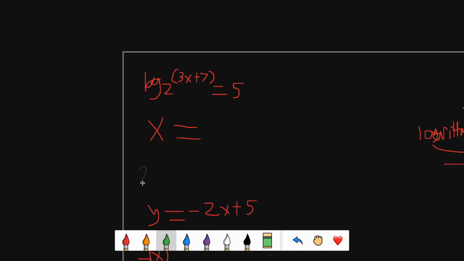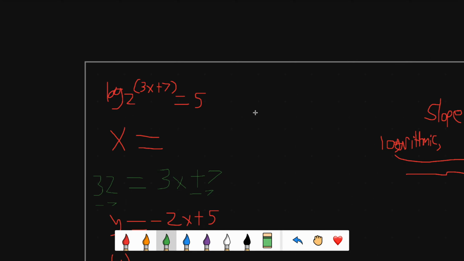Same for that. That means that in this equation, 2 to the power of 5 has to equal 3x plus 7. I'll erase the 2 to the power of 5 because we all know it's 32. So we do minus 7, which is so easy. We get 45 equals 3x.